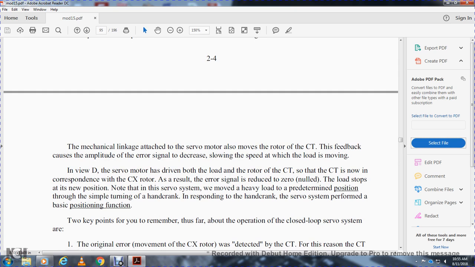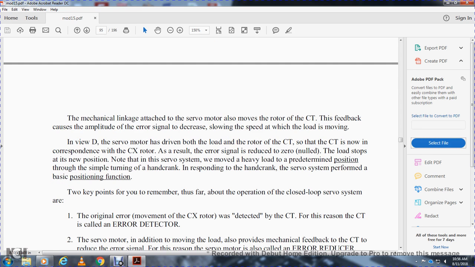So the control transformer is now in the position corresponding to the control transmitter rotor, as a result of the error signal being reduced to zero, null, and the load stops at the new position. Note that the servo system can move a heavy load to a predetermined position with a simple turning of the hand crank. The servo system performs a basic position function.